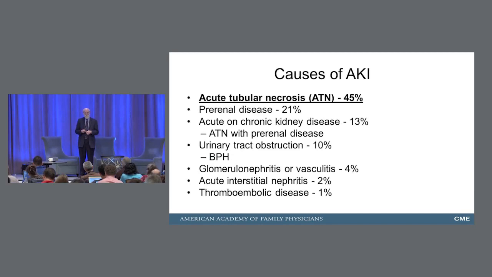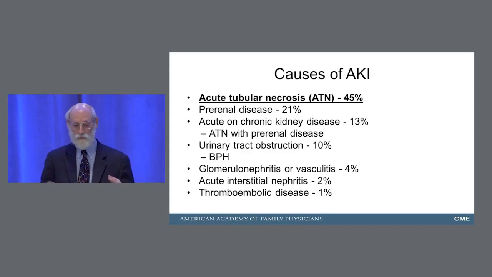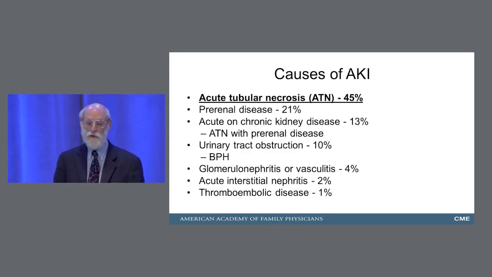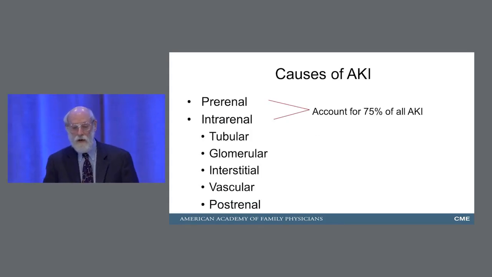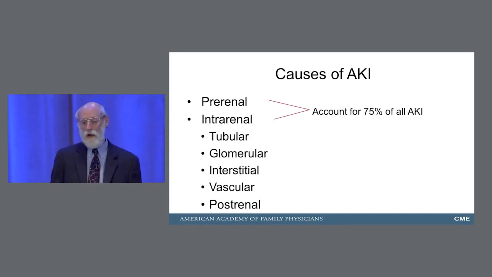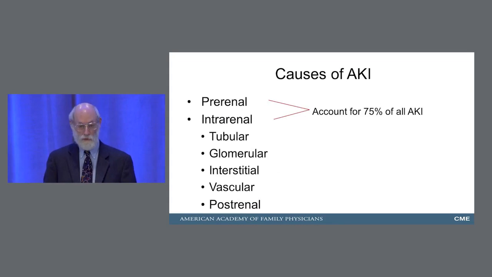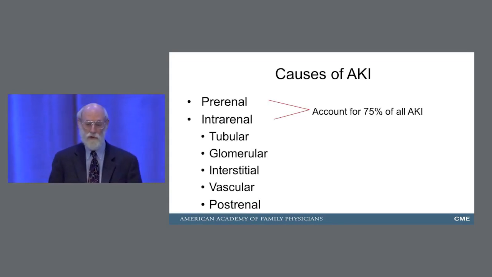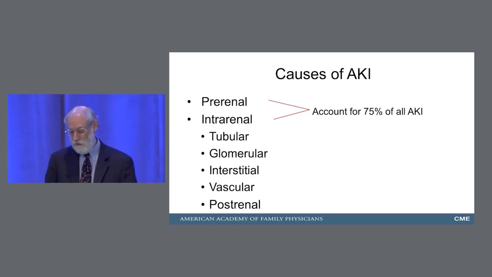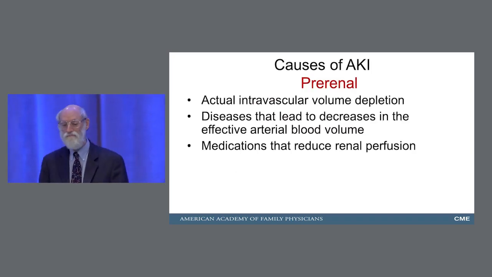ATN accounts for 45% of acute kidney injury. Prerenal disease, including diuretics, about 21%. Acute on chronic kidney disease, about 13%. Obstruction and the various glomerulonephritides are down further on the list. 75% of all AKI is either prerenal or intrarenal. Intrarenal meaning tubular, glomerular, interstitial, or vascular causes. Postrenal or obstruction is farther down on the list again.